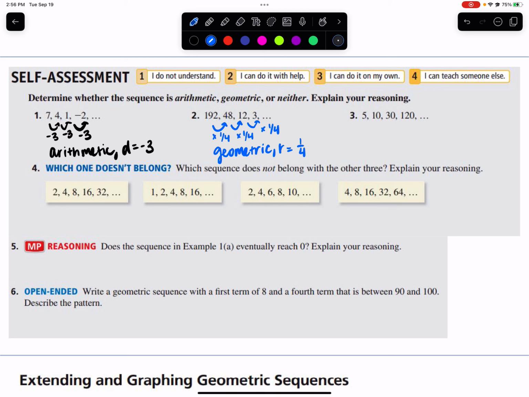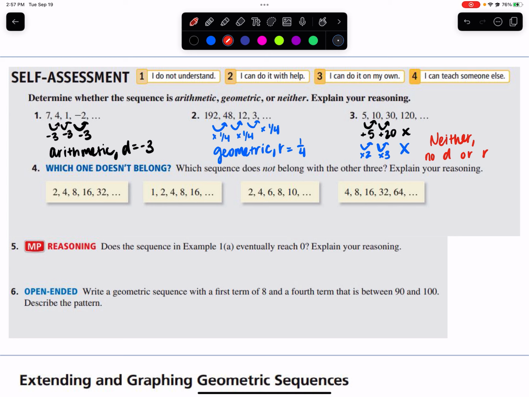All right, number 3. This is kind of weird. It's like growing slowly and then growing quickly, so we'll check both. So arithmetic, I'm adding 5 to 10, I'd be adding 5. 10 to 30, be adding 20, so no. Geometric, 5 to 10, I know that's times 2. But then 10 to 30, that's times 3. So no. So neither, because we have no common difference or ratio.